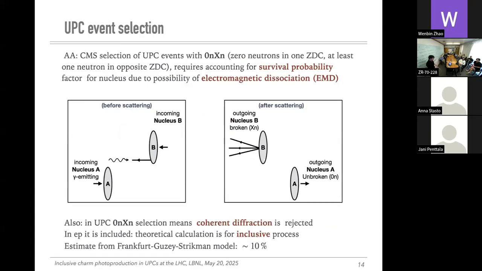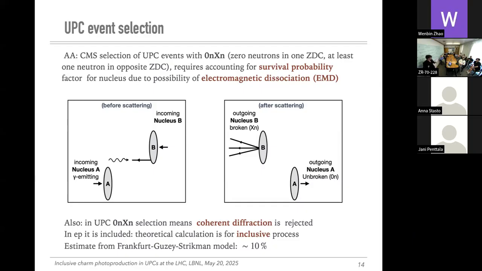So now some of the questions. How do they do this? In CMS, they look at what they call the 0n xn. So 0 neutrons in one ZDC and at least 1 neutron in the opposite ZDC. And then on top of this, they require some extra rapidity gap on this side to suppress some hadronic interactions. So after scattering, you have this situation, 0 and xn.